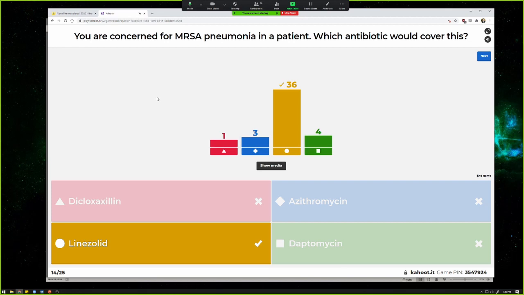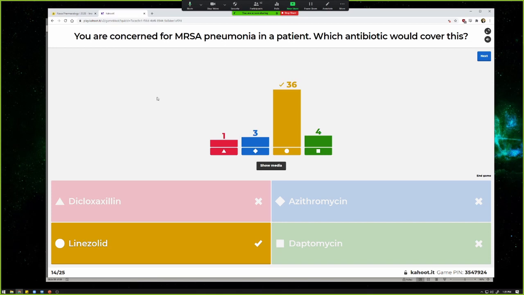Very good. So I bamboozled a few people here. So remember dicloxacillin, not good for MRSA, but good for MSSA. So one could be used for that. Azithromycin's not going to have any coverage here. The tricky part here, which obviously I did not trick a lot of you, was with the daptomycin. Does daptomycin cover MRSA? Yes, it does.